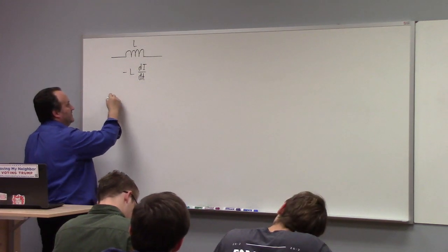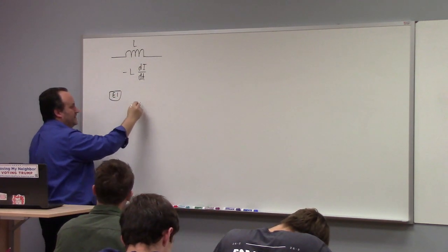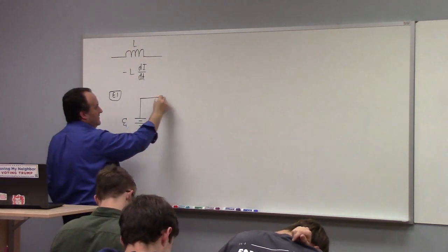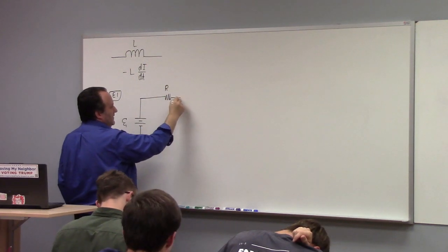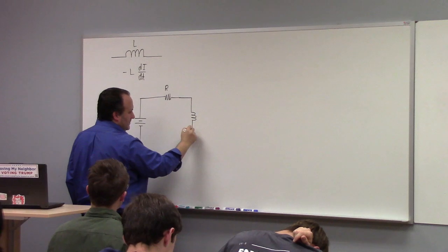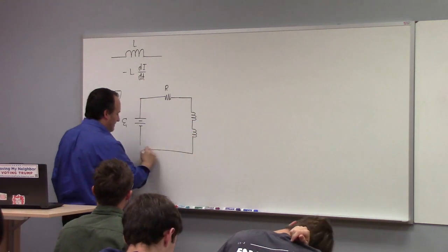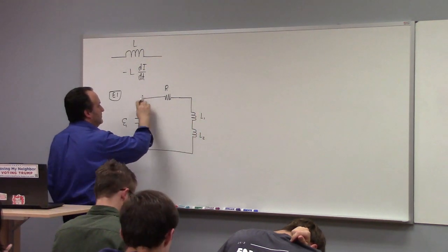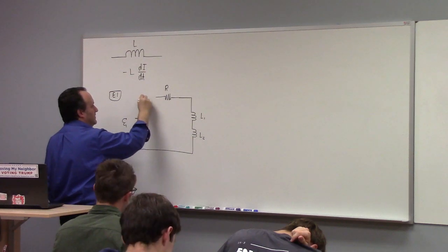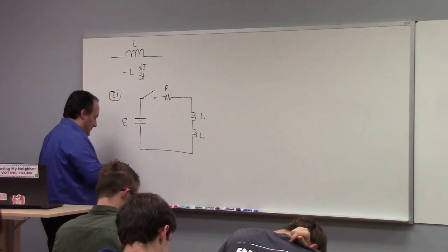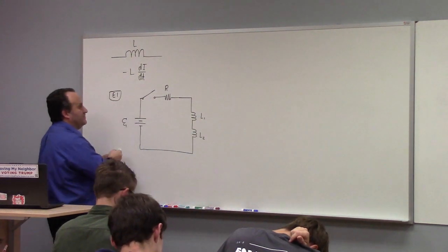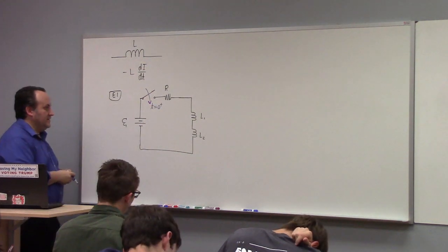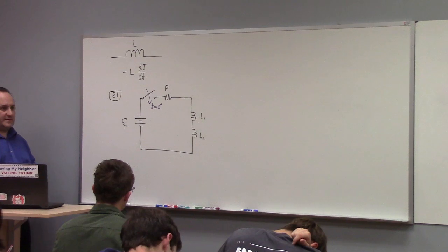So example one. Suppose we'll start out easy. Suppose you have a voltage source here, a resistor, and then we've got not one, but two inductors, L1 and L2. And as usual, I'll put a switch somewhere, and we're going to close the switch at time 0, just to keep things easy. So then my question is, what's the current as a function of time?